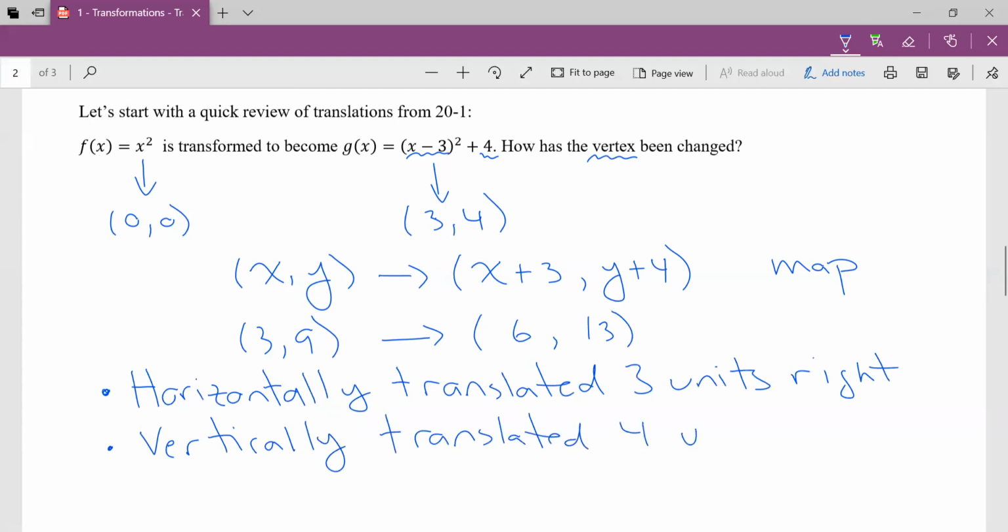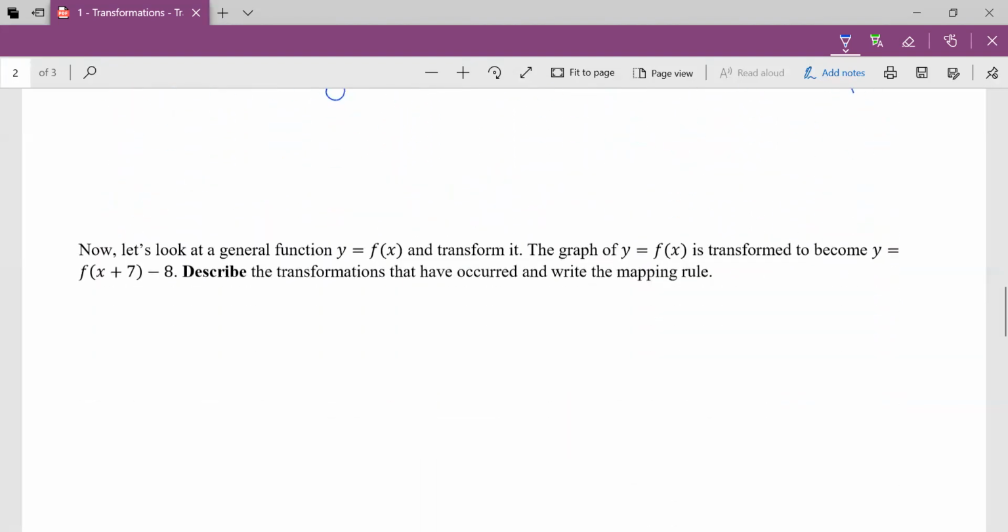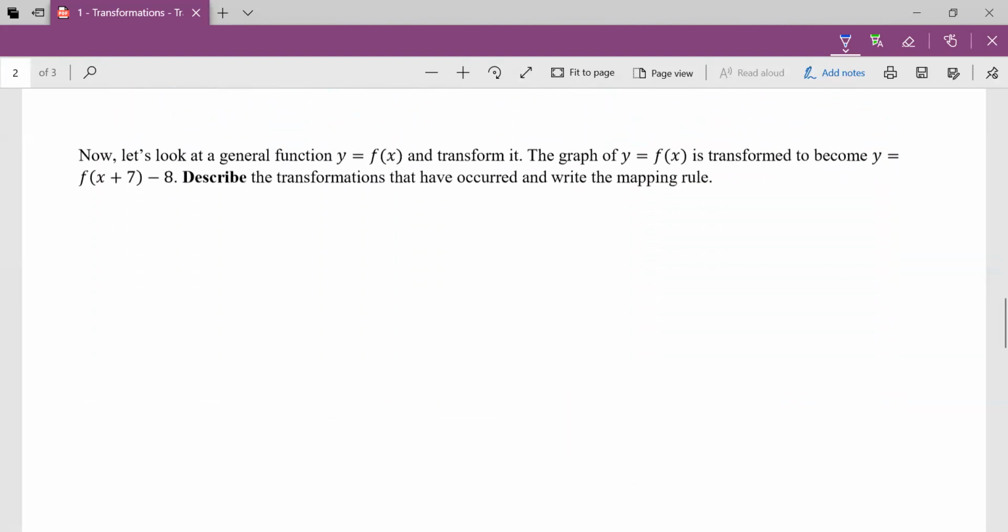4 units up. This is something we would have looked at in grade 11, where we would have just had a parabola and asked, where is the vertex after I change the form? What is this going to look like in grade 12? Well, in grade 12 we're going to look at our functions, but they're going to be general functions, so we're just going to call them f of x.